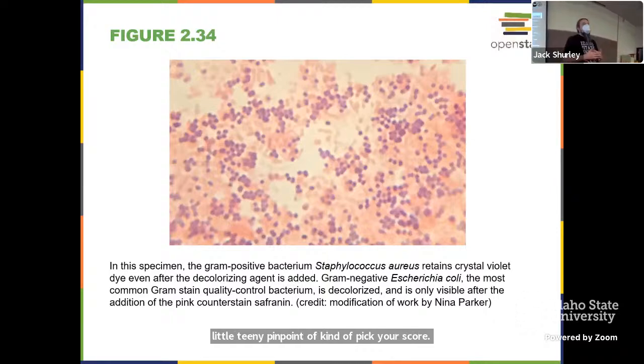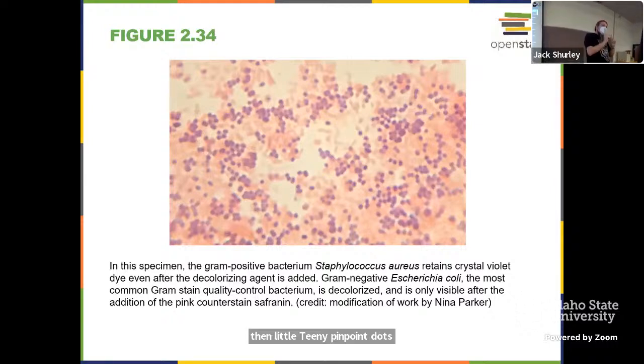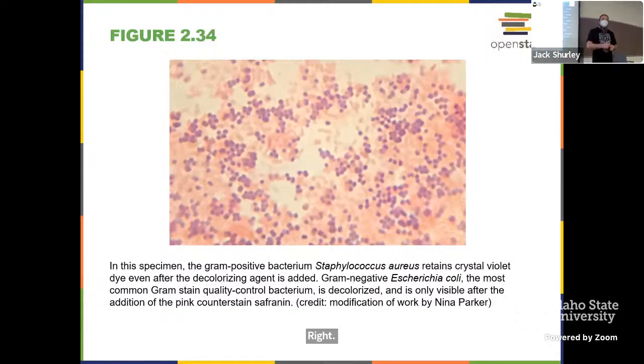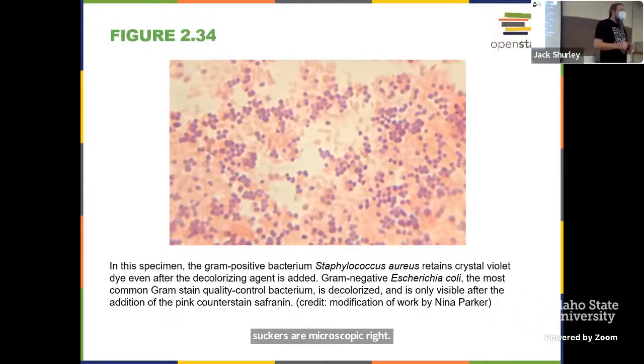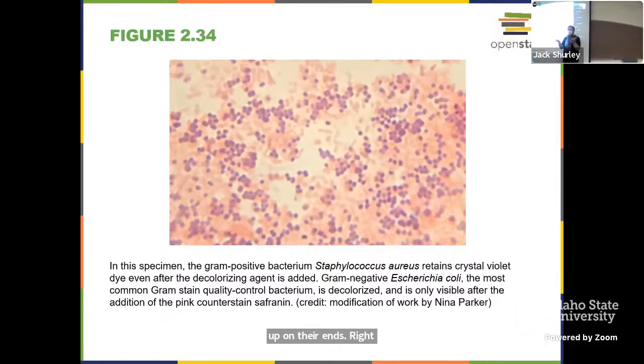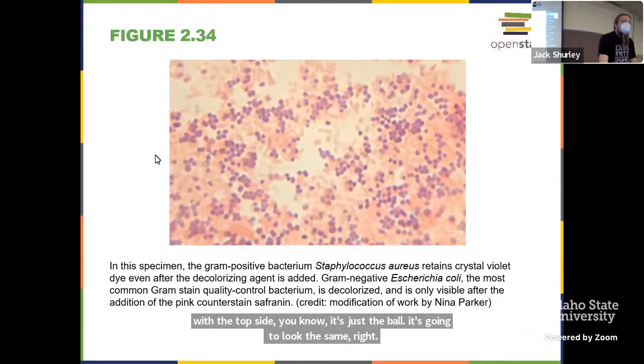With E. coli, if it's just straight up E. coli, you oftentimes see lots of rod shapes and then little teeny pinpoint dots, right? Those dots are the E. coli standing up on its end, all right? Which kind of seems like that shouldn't be happening, but these suckers are microscopic, right? A micron in length, all right? Not so hard for them to stand up on their ends, all right? But with the cocci, it's just a ball. It's gonna look the same, all right? So keep that in mind, all right?